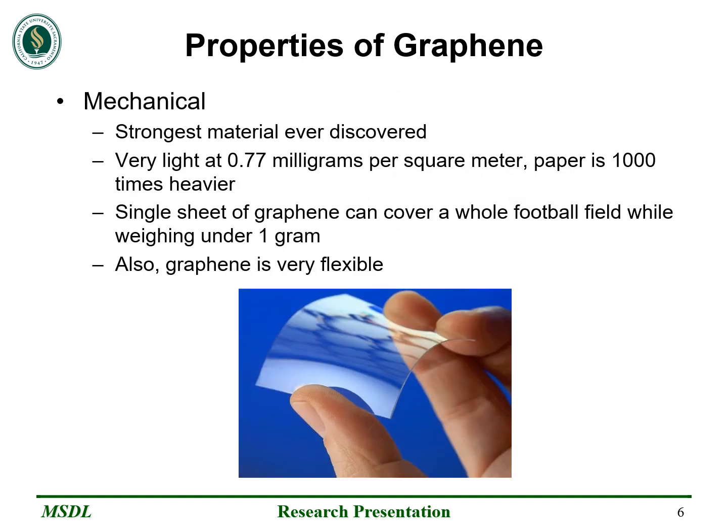Mechanical properties of graphene. Graphene is the strongest material known to exist, with a tensile strength of over 130 gigapascals, which is over 100 times stronger than steel. This strength is due to the strong covalent bonds between carbon atoms in the graphene lattice. And it is light in weight, at 0.77 milligrams per square meter. Paper is 1000 times heavier than graphene. A single sheet of graphene can cover a football stadium while weighing under 1 gram.